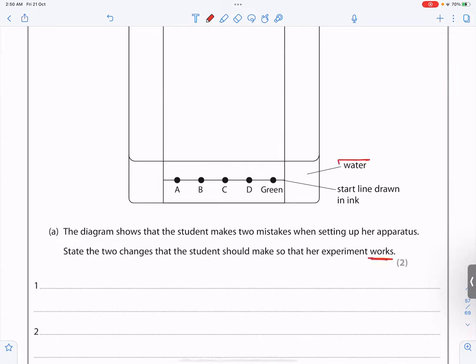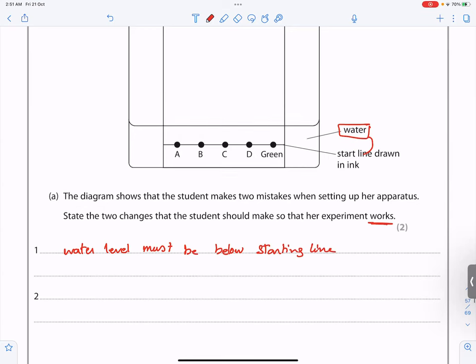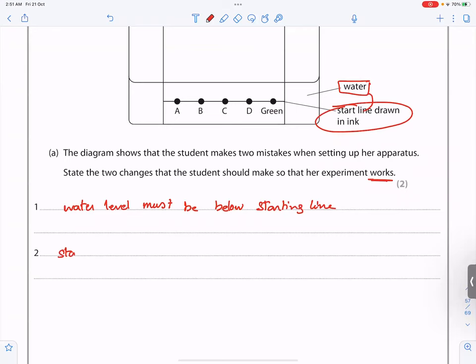First, the water level must be below the starting line. So here the water level must be below the starting line, the baseline. Second, the starting line must be drawn in pencil. Starting line must be drawn in pencil.